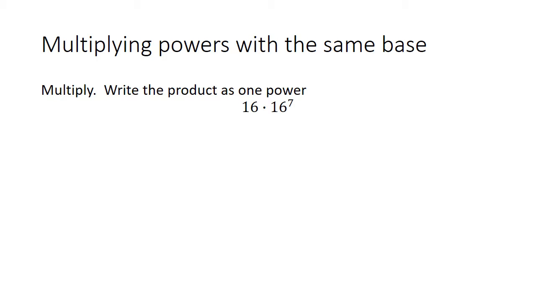What about 16 times 16 to the 7th? Remember, if there is no exponent, we assume that it is an exponent of 1. So we're going to do our 1 plus our 7, so this would be 16 to the 8th.